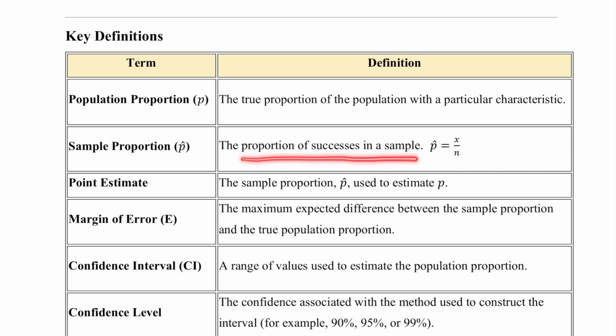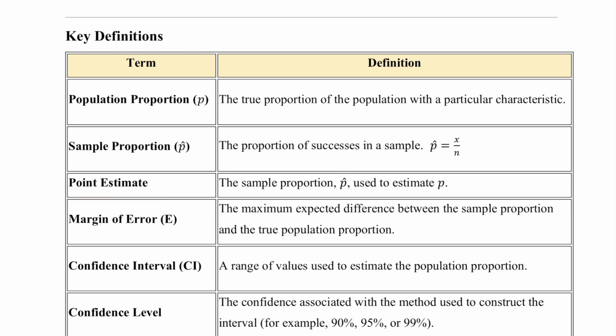And the formula is p hat equals x over n, where x is the number of successes and n is the sample size. For example, suppose we survey 200 people and find that 150 own a smartphone. Then p hat is 150 over 200, which is 0.75. Since we use p hat to estimate the unknown population proportion, p hat is called the point estimate.